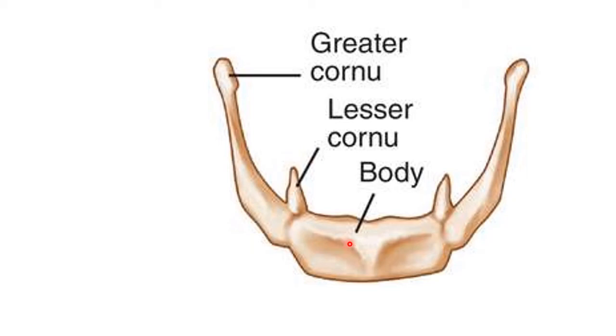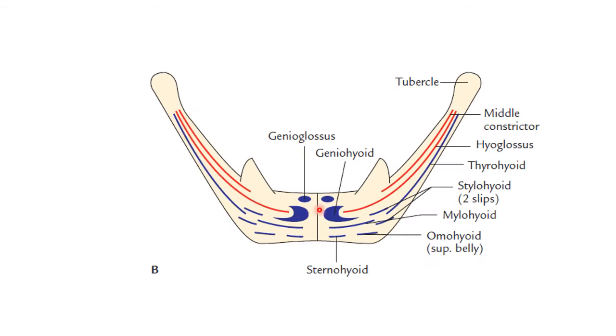The hyoid bone provides attachment to a number of muscles. Otherwise, it is of little functional significance. Now we will study the various muscles and ligaments attached to the hyoid bone. The hyoid bone is important only because a number of muscles and ligaments are attached to it. Among the muscles, the suprahyoid muscles and infrahyoid muscles are attached to the hyoid bone.